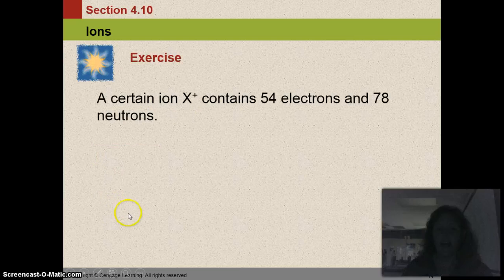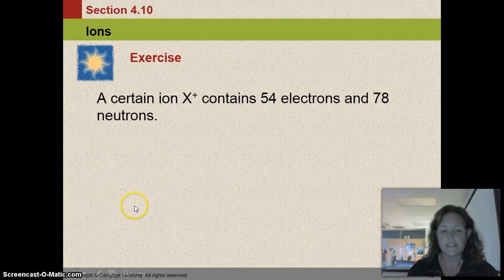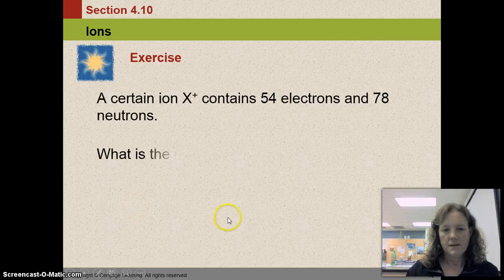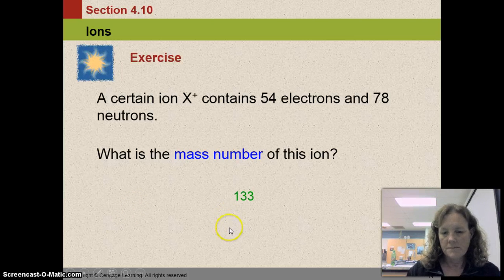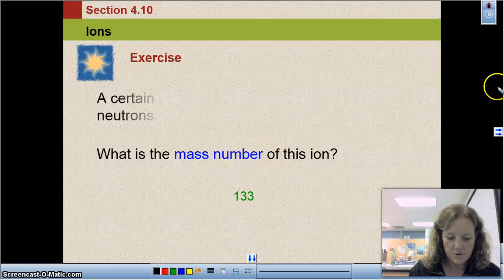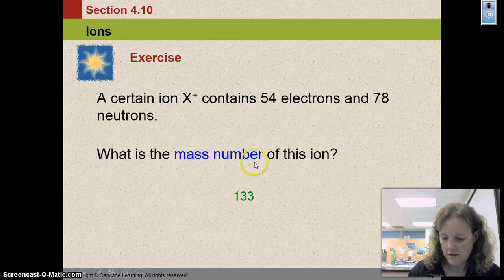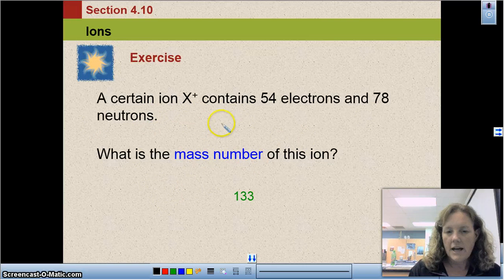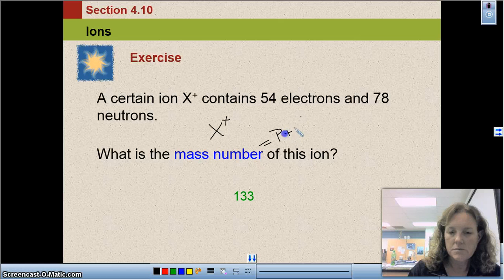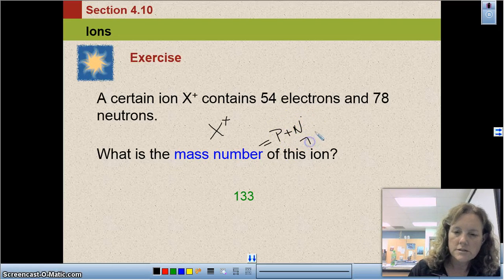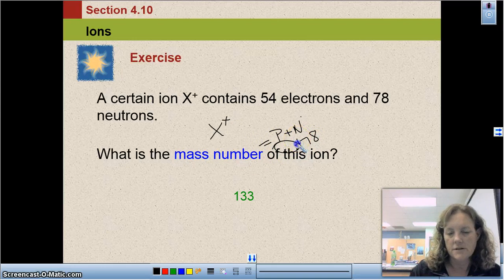All right. A certain ion X contains 54 electrons and 78 neutrons. And it wants to know the mass number of this ion. We'll show you how we get to 133, which is the answer. A certain ion, X plus, has 54 electrons and 78 neutrons. So we know that the mass number is going to equal the number of protons plus the number of neutrons. So we know neutrons will be 78. I just have to figure out how many protons I had in this element.